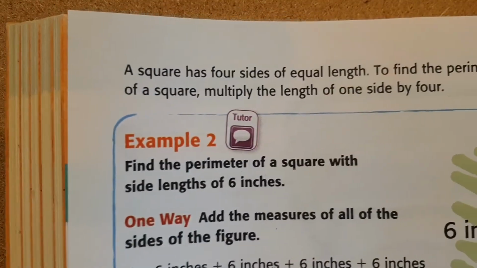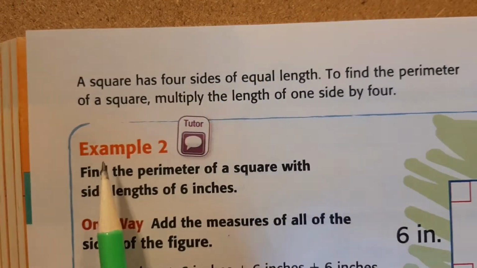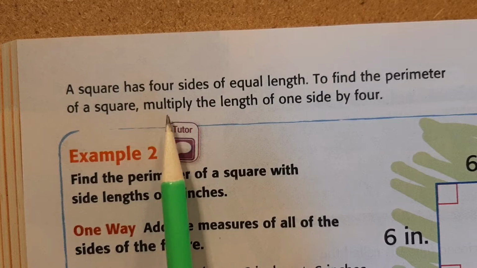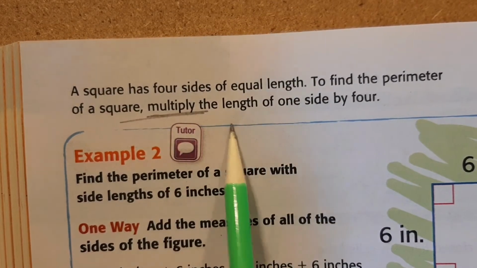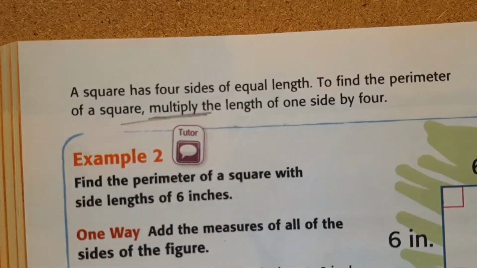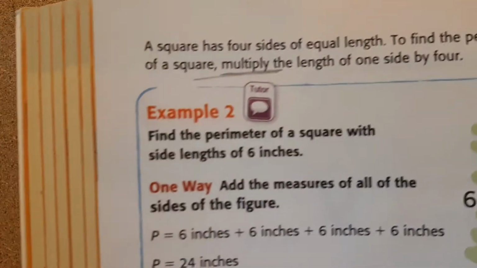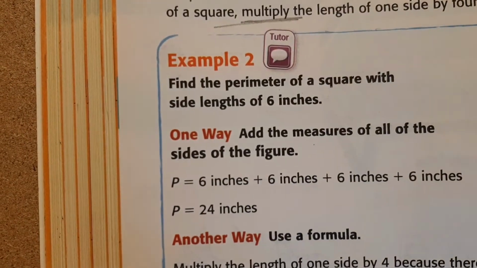So now you're going to turn the page. We are on 826. A square has 4 sides of equal length. To find the perimeter of a square, multiply the length of one side by 4. Now look, this is easy. I love squares because they're so easy.